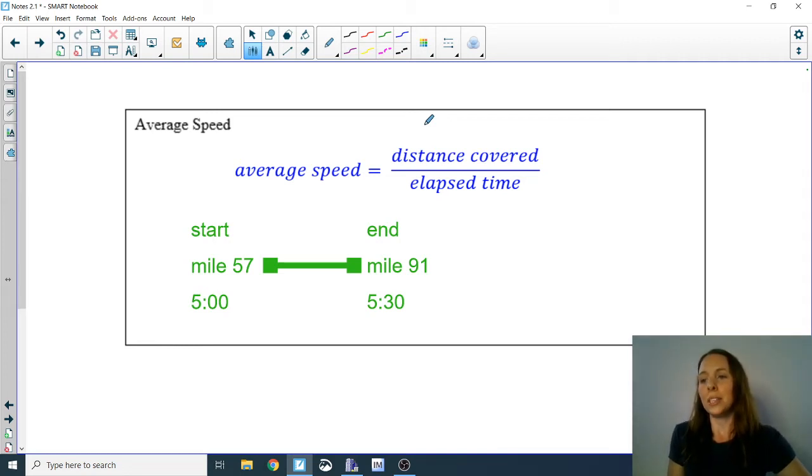So here's an example of me doing that. Let's say I start at mile marker 57, which is Monroeville, at 5 p.m. And I end at the Donegal exit, which is near where I live, and that is at 5:30 p.m. So a half hour it would take me. My question is, what is my average speed?